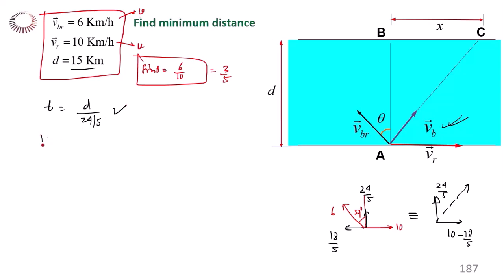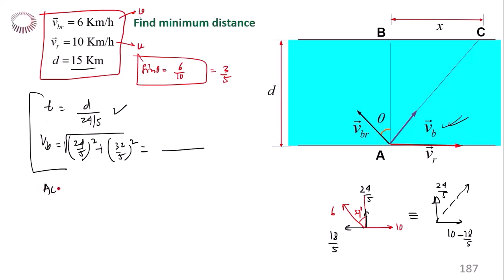Once I calculate the VB number, VB should be equal to root of 24 by 5 whole square plus 50 minus 80, that is 32 by 5, whole square. So that will be the VB number. Multiply these two, that will be the AC number, AC into VB into V. That will be the answer for the minimum distance, because it comes from the category number B. Why? V is now less. So depending on the situation, you have to calculate which one is more or which one is less.